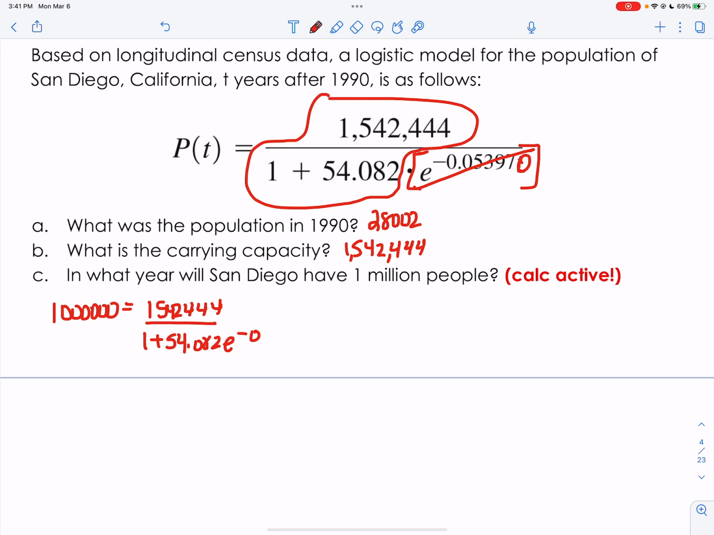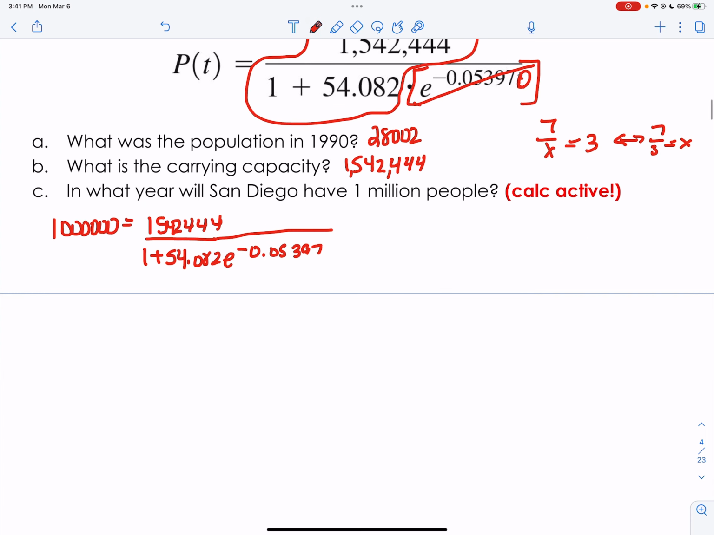It's going to get pretty nasty pretty quick. Just like how we had something like 7 over x is equal to 3, if I wanted to solve for x, I could just flip-flop my x and my 3. So that's what I'm doing here for this problem, where I'm just going to switch my 1 plus 54 thing and my million so that I can have the right side be a lovely number.